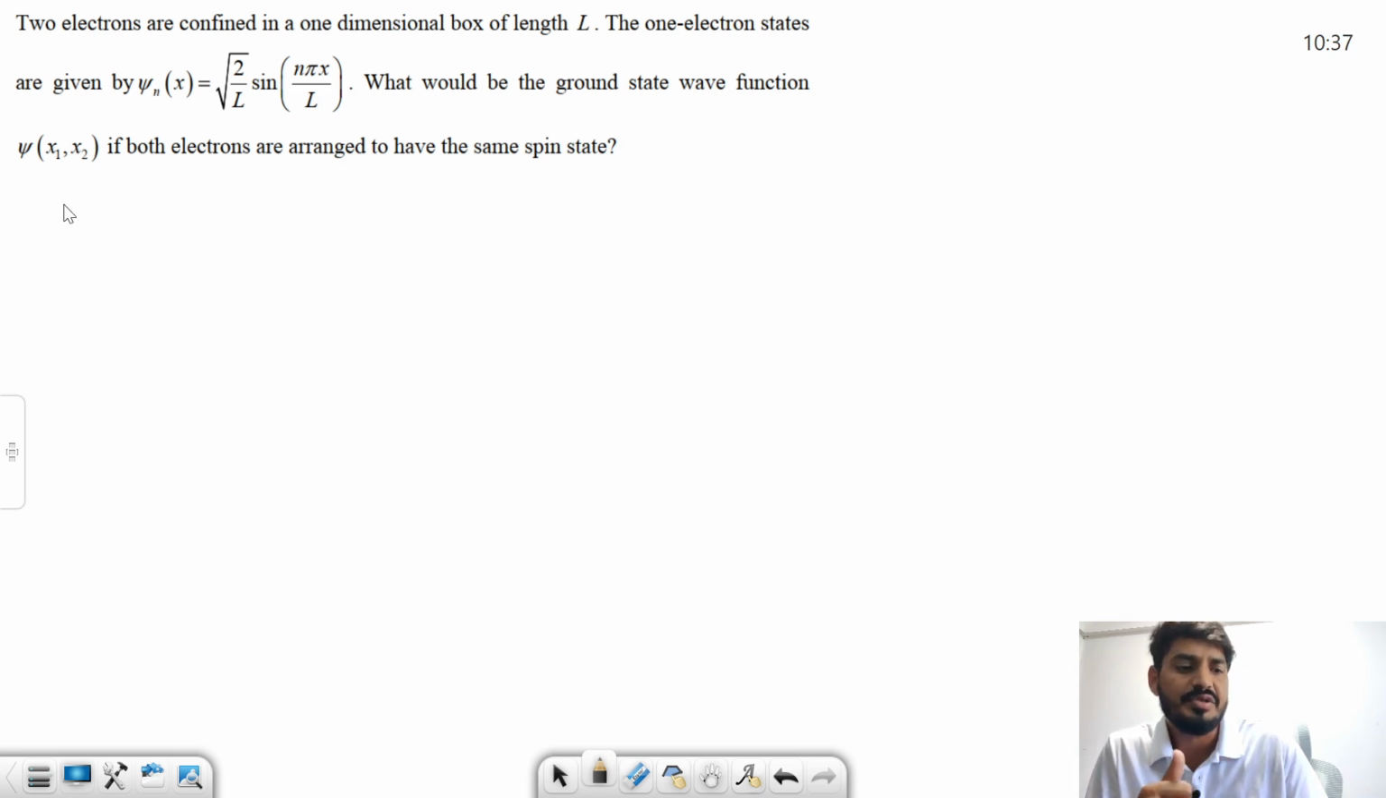कैसे करें? First you see we are talking about electrons. Electrons are the fermions. If they are fermions, then I can say their total wave function.